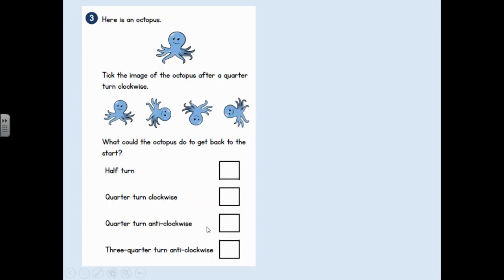Question number 3. Here is an octopus. Tick the image of the octopus after a quarter turn clockwise. So what would it look like after a quarter turn clockwise? Now, as it's done a quarter turn clockwise, what could the octopus do to get back to the start? You need to tick one. Is it a half turn, a quarter turn clockwise, a quarter turn anti-clockwise, or a three-quarter turn anti-clockwise?